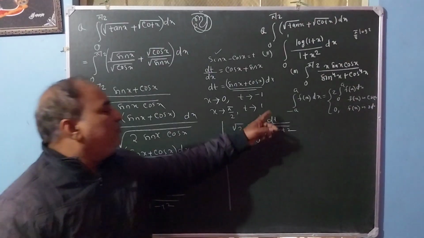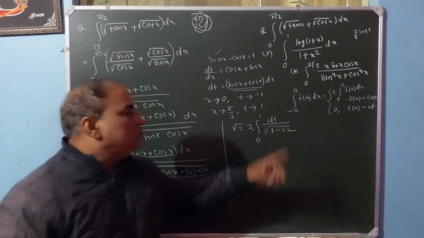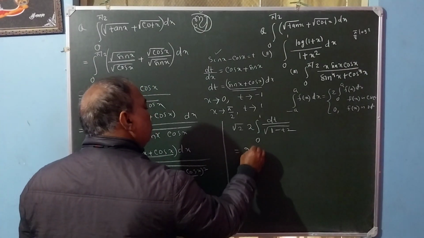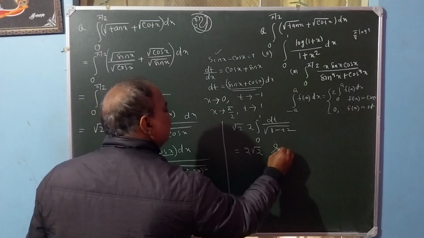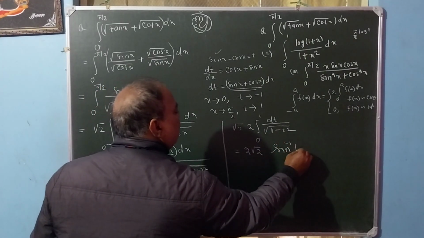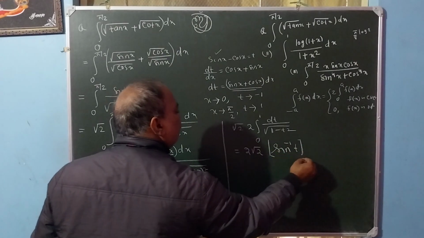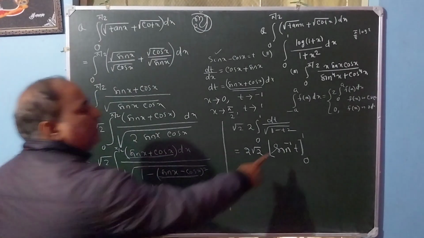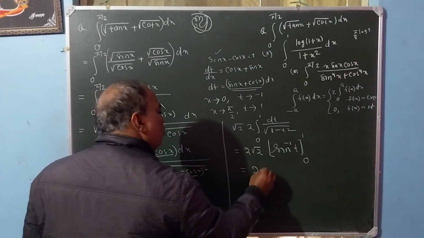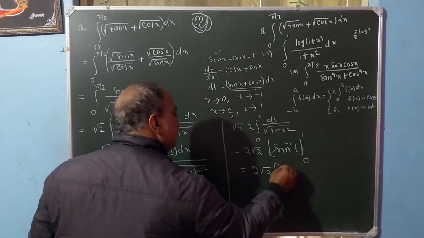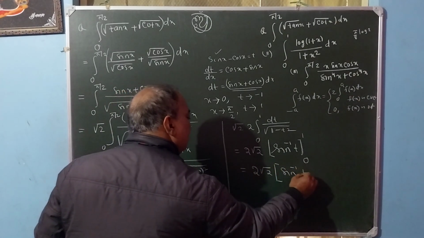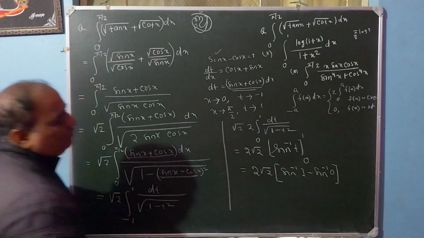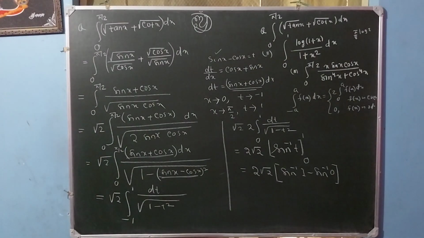So the integration of 1 upon root 1 minus t square is equal to sin inverse t. Here we have 2 root 2 times sin inverse t evaluated from 0 to 1. Now we have to put upper limit minus lower limit. So we get 2 root 2 times sin inverse 1 minus sin inverse 0.